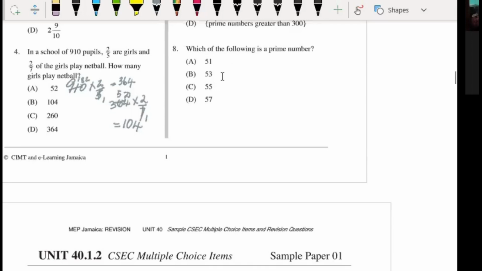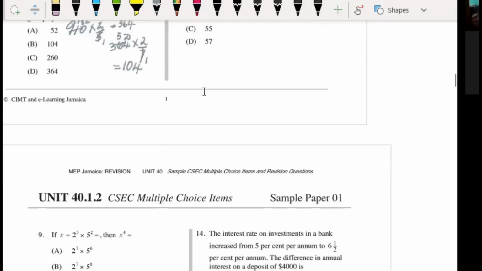So A is out. 5 and 3 is 8, not divisible by 3. Now 55, we know that 11 can go into 55, so that is not. And 5 and 7 is 12. 12 is divisible by 3, so therefore 57 is not. So the answer is 53, B.